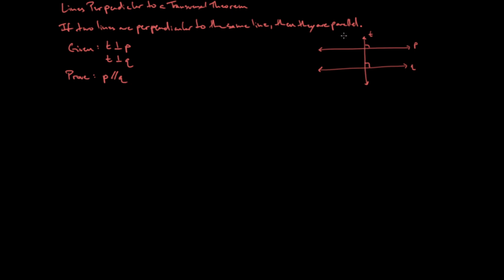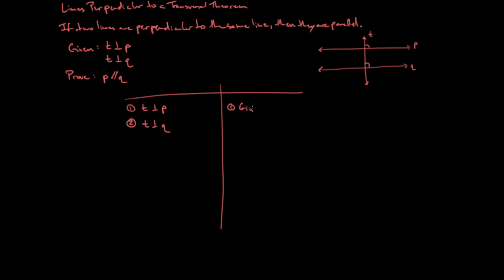Okay, so this one actually ended up being not too bad, and we can make it a lot easier if we just remember one of our theorems along the way. But we'll talk about that when we get there. So statement 1 will be that T is perpendicular to P, and statement 2 will be that T is perpendicular to Q. That is given to me, and so is that.